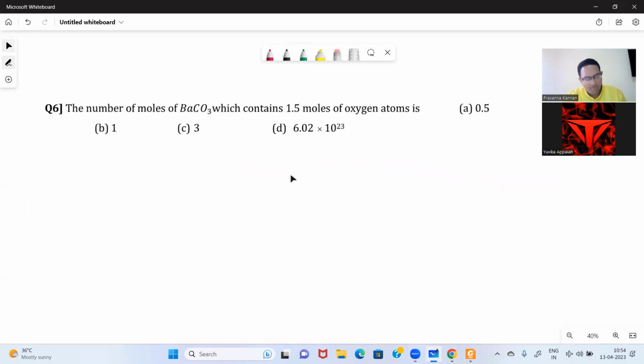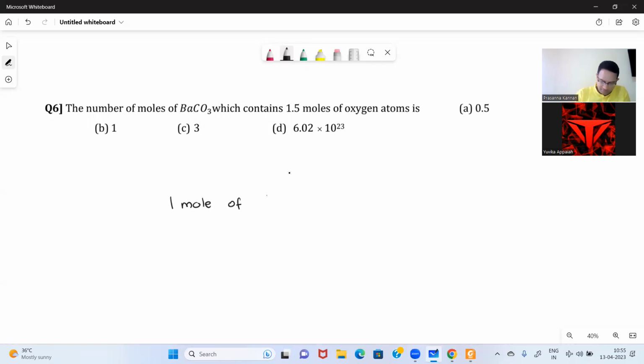61. The number of moles of barium carbonate which contains 1.5 moles of oxygen atoms is. Now again, we don't need to find out the molecular mass of barium carbonate for this. Clear, Viveka? Okay, sir.